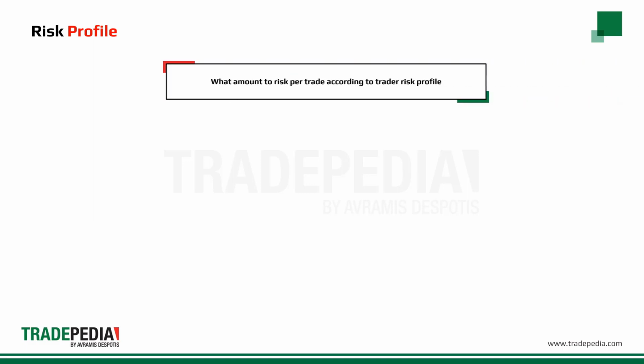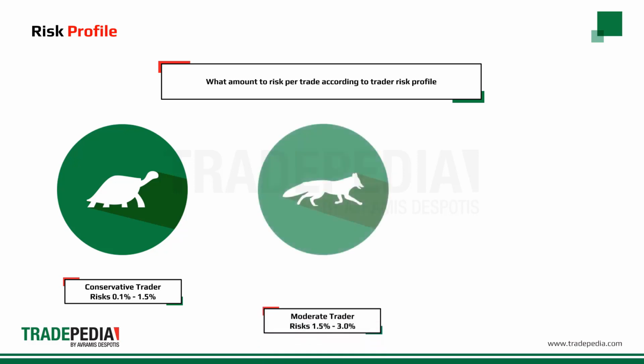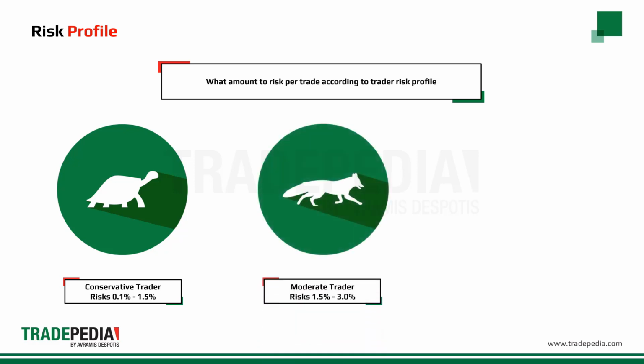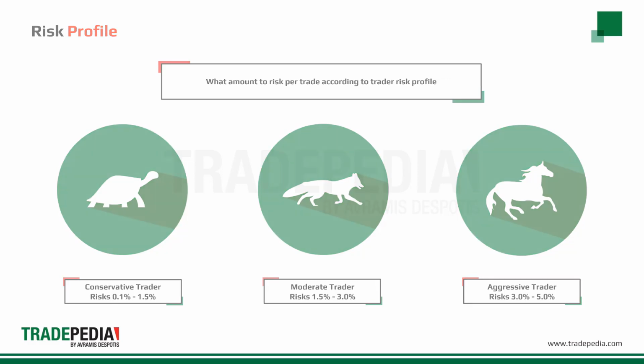What amount to risk per trade, according to Trader Risk Profile? A conservative trader could risk 0.1% to 1.5% of his capital on any given trade. A moderate trader could risk 1.5% to 3% of his capital on any given trade. An aggressive trader could risk 3% to 5% of his capital on any given trade.